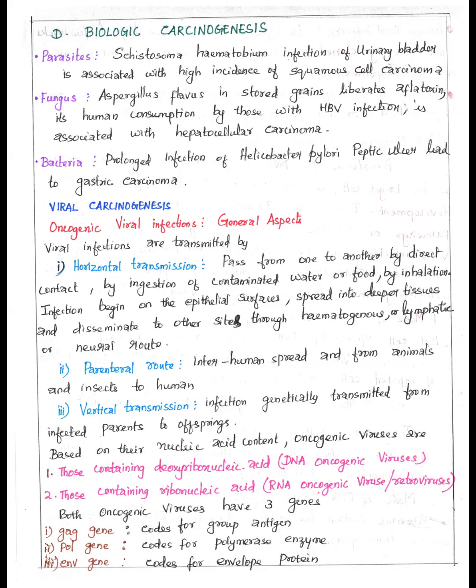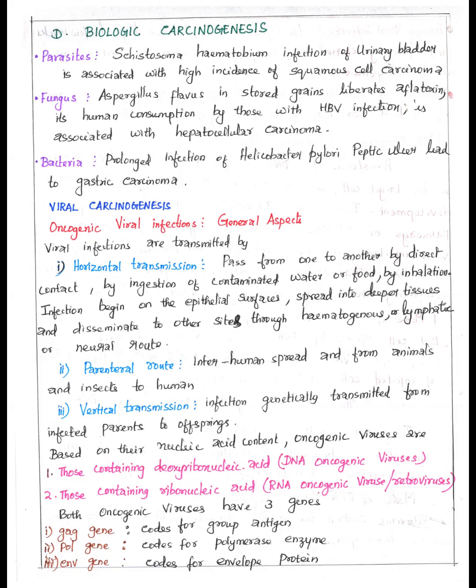The infection starts first at the outer surface of tissues, that is, the epithelial surface. Then it spreads deep into tissues. Then it spreads to other sites through the hematogenous, lymphatic, or neural route.